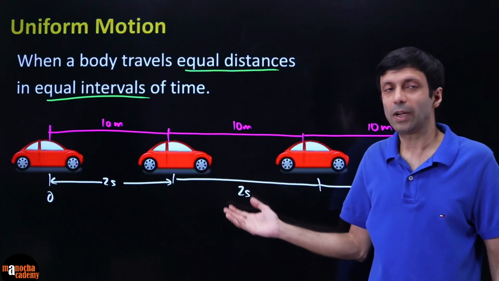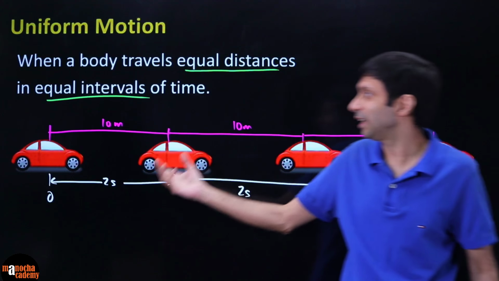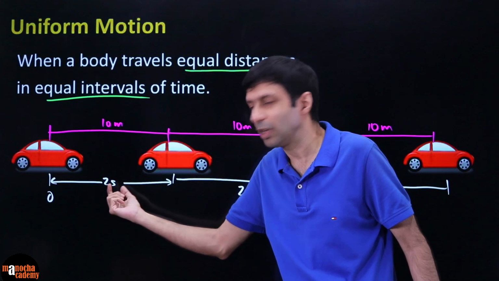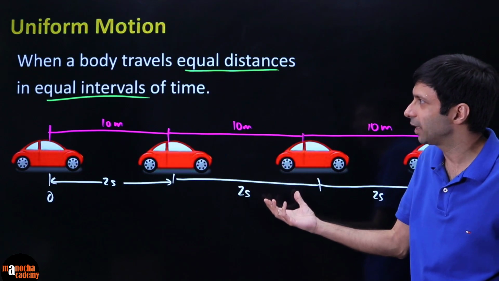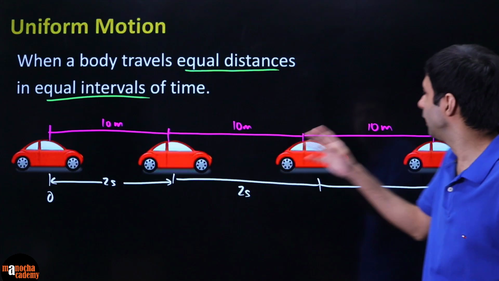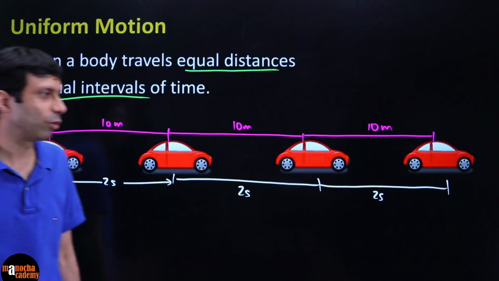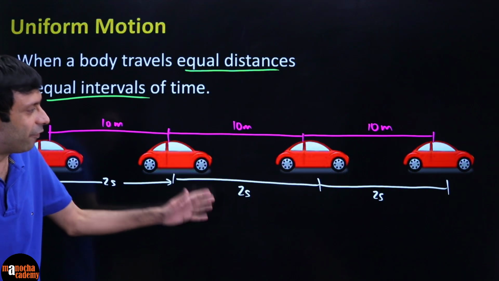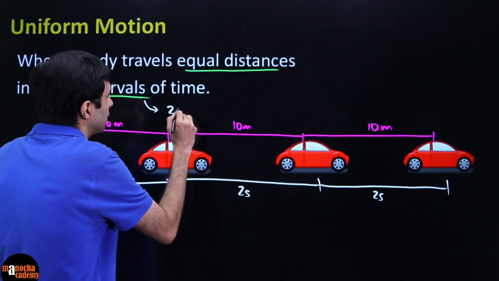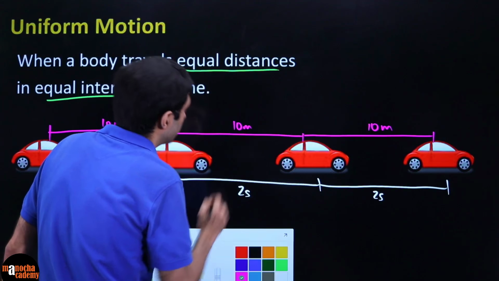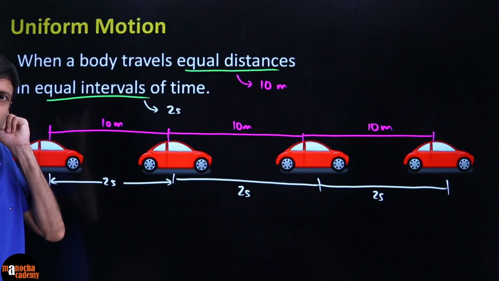So by this definition, do you think this car is in uniform motion? Yes or no? Because the definition says in equal intervals of time. We have taken the time interval as, let's say, 2 seconds. So with every 2 seconds, the car is traveling 10 meters. Do you agree that this car is in uniform motion? Yes, because every 2 seconds it is traveling the same distance, 10 meters. So definitely the car is in uniform motion.